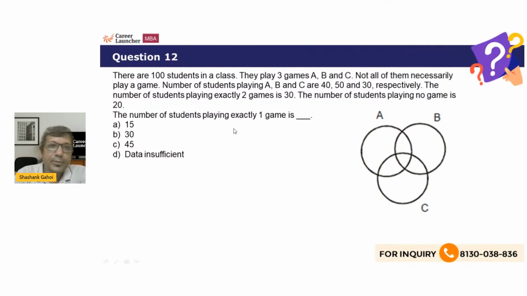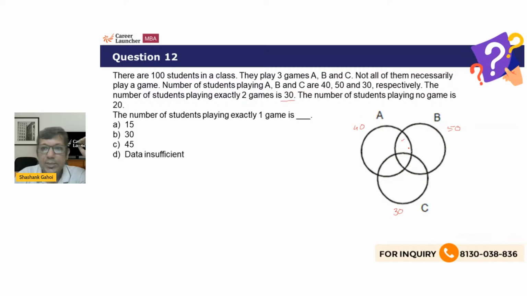How many people are there? 100. How many games are they playing? 3 games. Not all of them necessarily play a game, which means none can be 0. A plays how many? 40. B plays how many? 50. C plays how many? 30. The number of students playing exactly 2 games is 30.